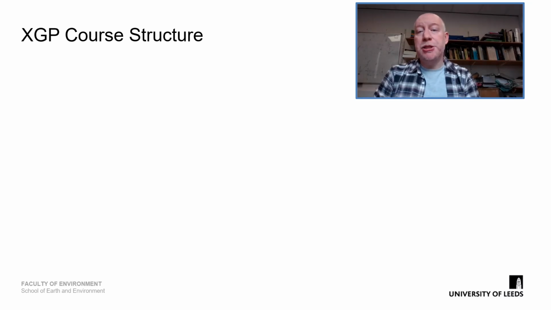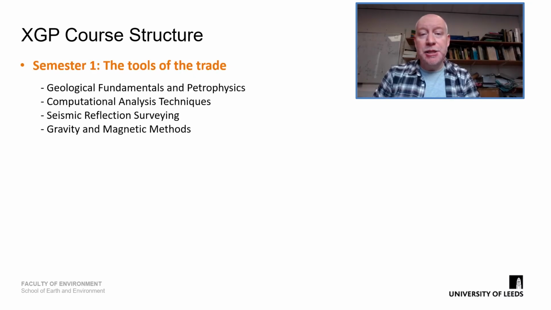So what would your Exploration Geophysics year look like? It's a 180 credit programme running from September to September of any academic year and includes 120 credits of taught course content through autumn and spring semesters. The autumn semester teaches you many fundamentals of geophysical methods, the tools of the trade, if you will. We establish fundamental geological principles, including through a geological field trip, and explore the petrophysical interplay between fluids and rocks, while also establishing skills in programming and computational data analysis. The geophysical methods of seismic reflection surveying and gravity and magnetic techniques are also explored here.